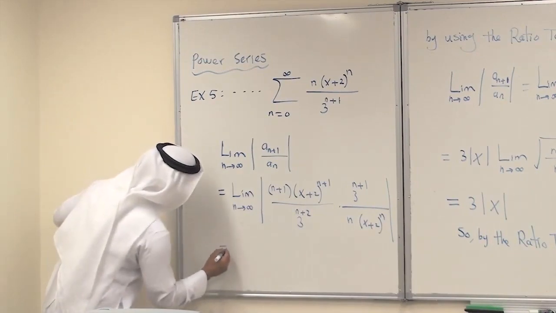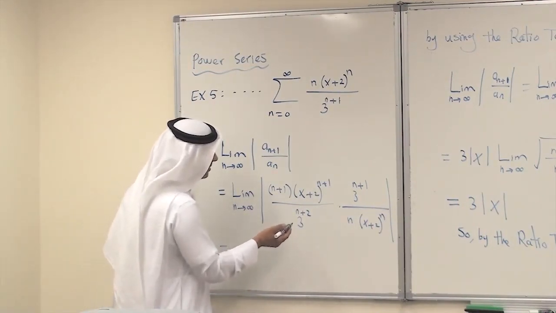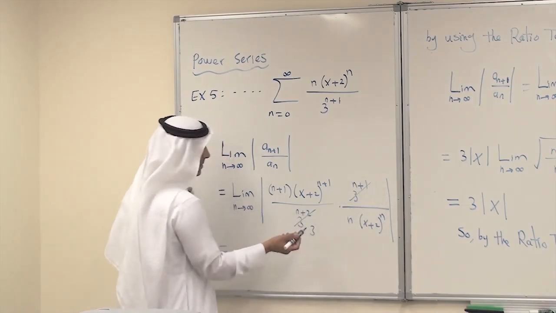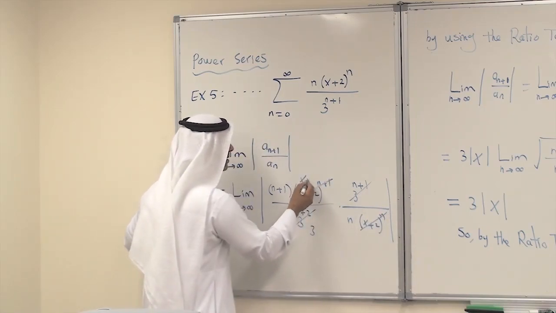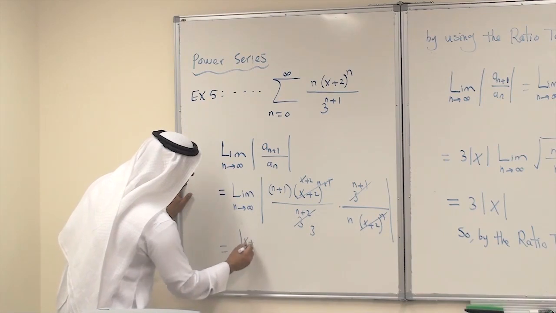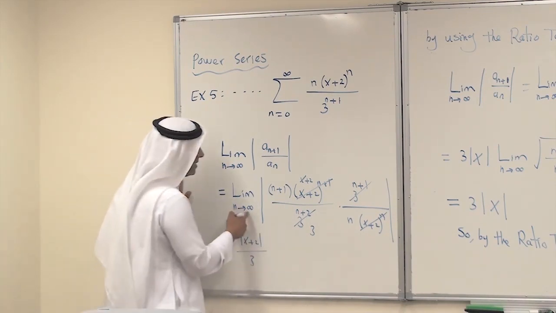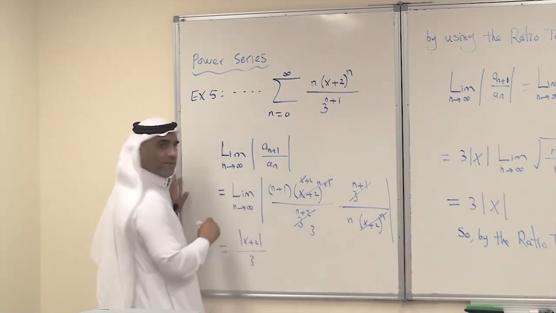Simplifying and writing the final form after cancelling common factors. I will have 3, and I have x plus 2 to the power n with this one. I have x plus 2 upstairs. So what we have here is just the absolute value of x plus 2 divided by 3. What remains is the limit as n goes to infinity of n plus 1 over n, which is equal to 1. So that is the limit here.